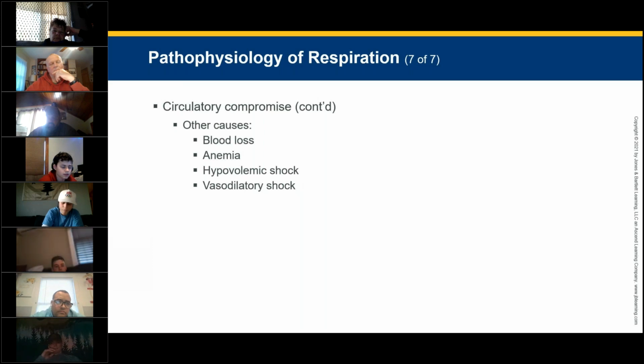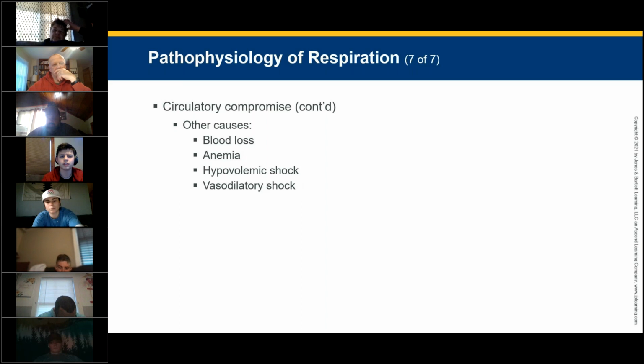Some of the other different causes of circulatory compromise could be blood loss, could be anemia, hypovolemic shock, or vasodilatory shock. What is anemia? Somebody other than Rich, what is anemia? Cyrus says low blood count. Yeah, so anemia is when your body doesn't have enough healthy red blood cells.